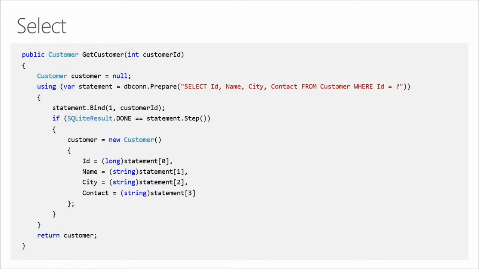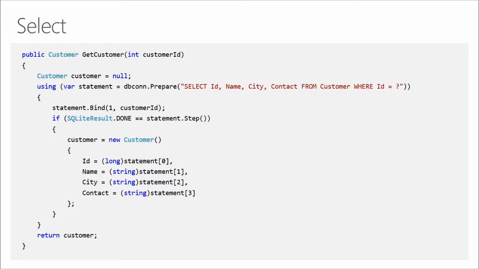Then this is where step starts to make a bit more sense. So here we're only expecting one result back. So you can check for SQLite.result.done when it's actually finished and got you a result back. And then we can new it up into our own in-memory object that we can use in our code.